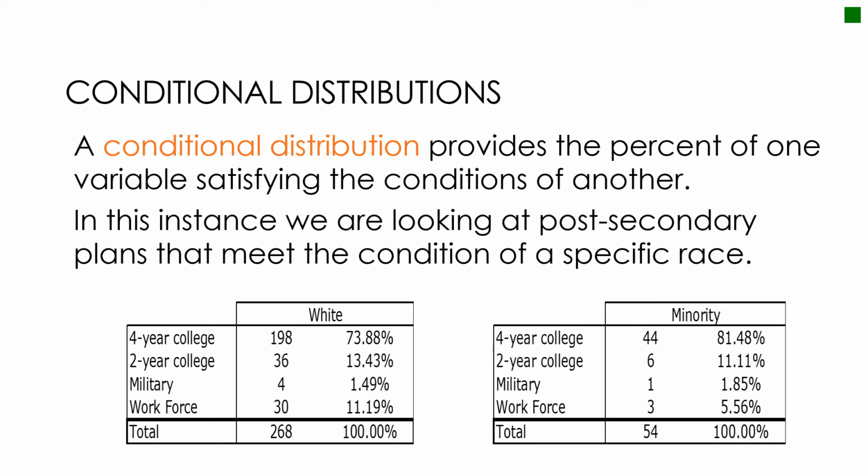Another method for giving that same data besides a contingency table is our conditional distribution. And essentially what this is, it's just making separate tables for the condition of, in this case, the condition of race. I prefer the other method that we just talked about with the contingency tables. This just seems like more work to me, but essentially it's taking only white students and finding those percentages, and then only minority students and finding those percentages. And of course then we can use that data to compare which students chose what post-secondary option.